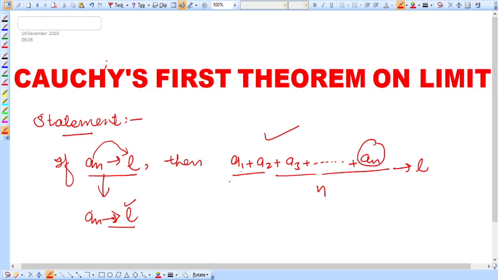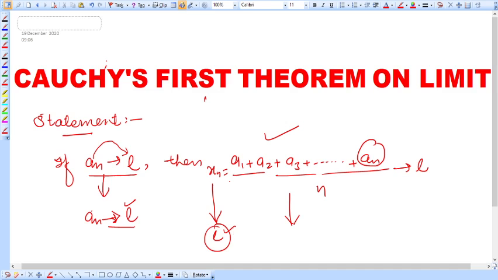If an is converging to L, this means this sequence, if you call this xn, also converges to the same L. So this is the statement of Cauchy's theorem on first limit. Firstly we are going to take some examples, and at the end of this lecture we will be proving this. So let us take some problems based on Cauchy's theorem on limit.